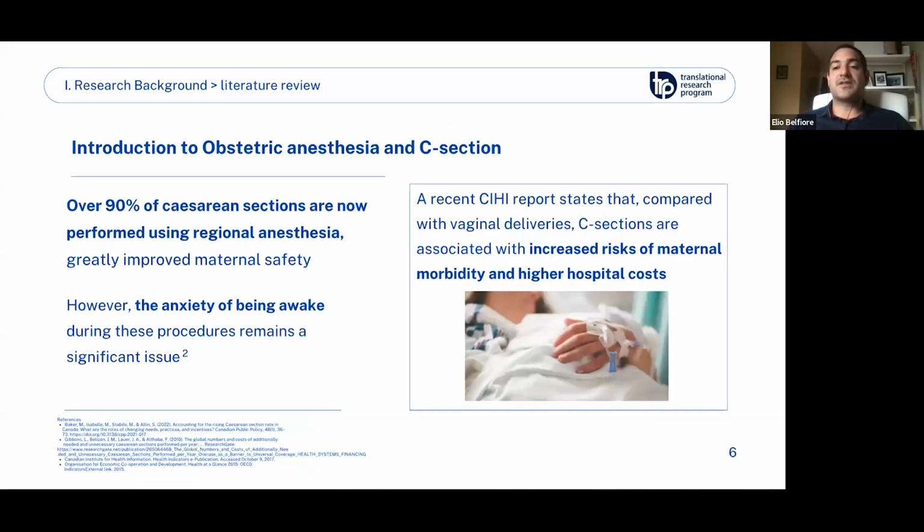Over 90% of C-sections today are performed with neuraxial anesthesia, which has greatly improved maternal safety. However, the fact that mothers remain awake during these procedures can still lead to significant anxiety. Additionally, a recent CIHI report highlights an increased risk of maternal morbidity and higher hospital costs compared to vaginal deliveries.